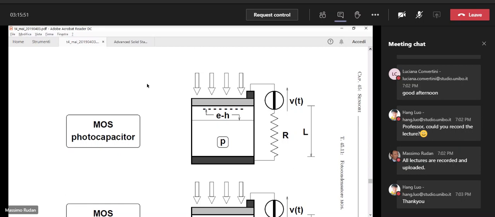We don't have time to do this. We shall continue with the photocapacitor, which is a very, very important device because, as you may immediately understand, photocapacitors are simple devices. They are very simple, so they are easy to manufacture. So they have been very successful for the fabrication of optical sensors.